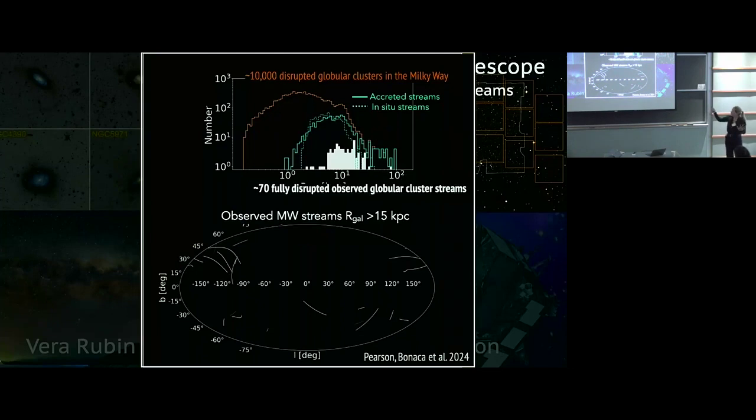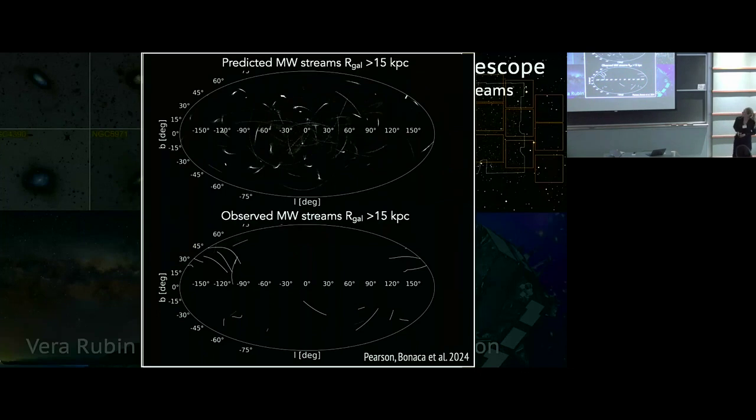So again, just comparing to what we've seen for fully disrupted clusters in the Milky Way, there's a huge potential population of streams that we can detect. Okay, so this is just saying in the Milky Way, there's a lot more to be found.